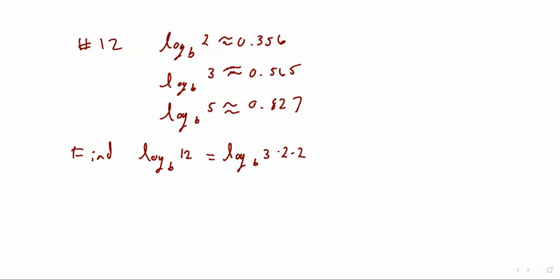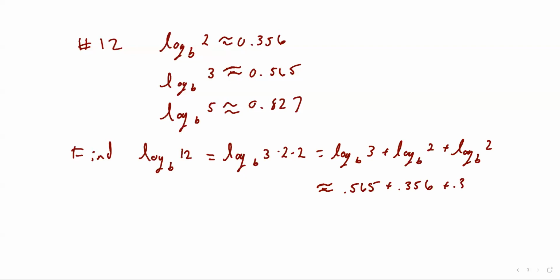All right, so now that you have this, if I needed to expand this, what does multiplication mean? Plus. So this is log base b of 3 plus log base b of 2 plus log base b of 2. Now that you have this written out, all you got to do is plug in all of those decimals and then use your calculator to get an answer. So technically this would be approximately 0.565 plus 0.356 plus 0.356. And what do you get?